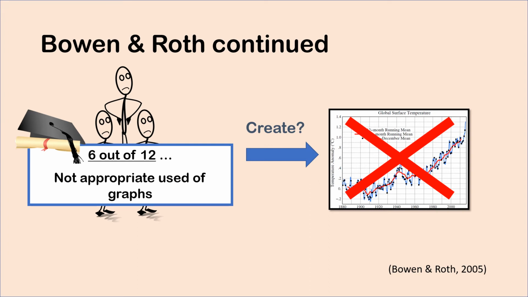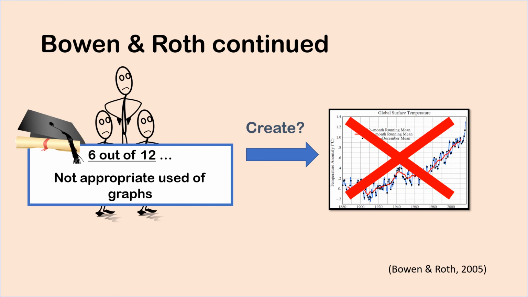So according to Bowen and Roth, we have 10 out of 12 that created graphs, 4 out of 12 used them properly, but the remaining 6 out of the 12 did not use graphs appropriately whatsoever. So for example, they ended up providing graphs that were not appropriate for the trends that they were trying to depict, such as a line graph when they should have used a bar graph, or a bar graph when they should have used a scatter plot.